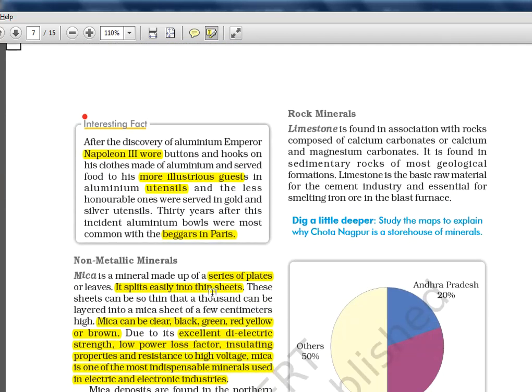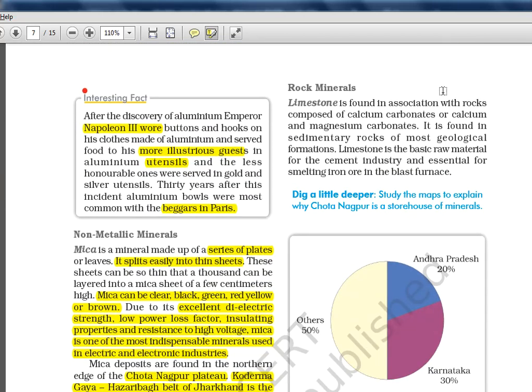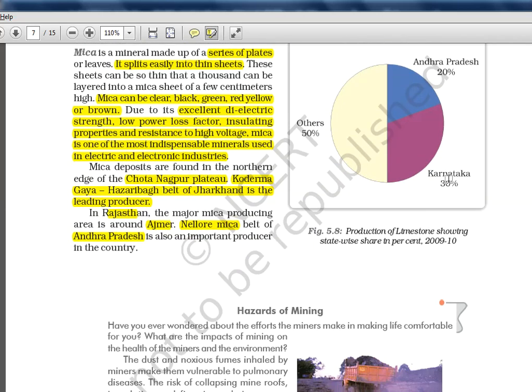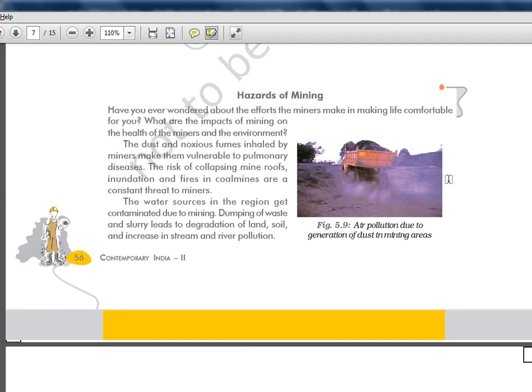Rock minerals: limestone, association with rocks, calcium carbonate, that is actually limestone, CaCO3. So it is found in sedimentary rocks of most geological formations. We know in the caves we have those hanging structures, and from the floor also we have structures, which are actually called stalactites and stalagmites. Okay, these are all additional information, just telling you.